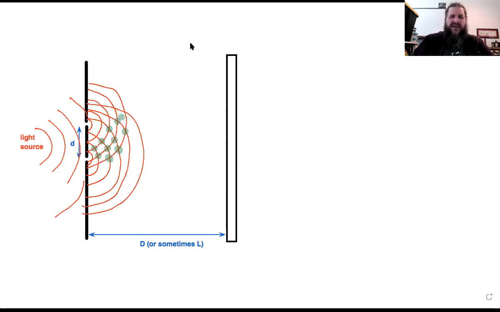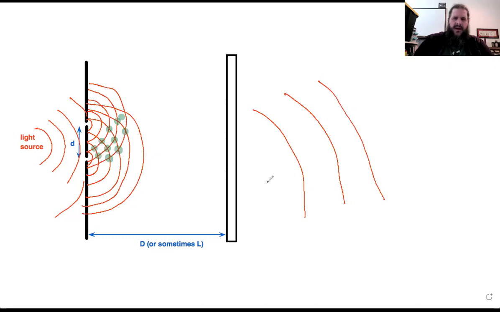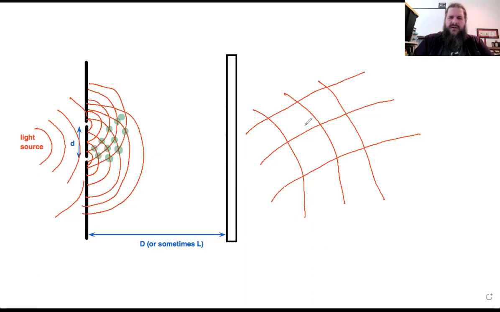Destructive would be if you've got crest and trough overlapping. Let me draw this larger so we can see that in more detail. So let's say you've got wave fronts coming in from one wave, and then also wave fronts from another wave. If you take a look at a crest from one wave, so let's say this crest, and then a trough from the other wave, we'll just mark that as a dotted line. Should be halfway in between.